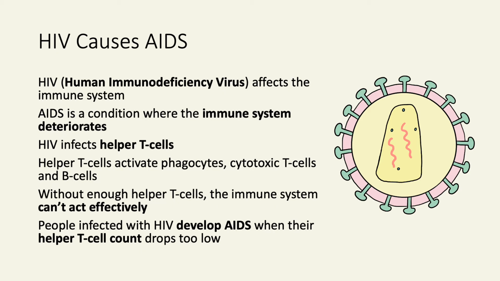HIV infects helper T cells. Because these are the cells that are infected by the virus, we call them host cells. Remember that helper T cells activate phagocytes, cytotoxic T cells, and B cells, so they're hugely important in the immune response. Without enough helper T cells, the immune system is unable to act effectively. People with HIV develop AIDS when their helper T cell count drops too low.